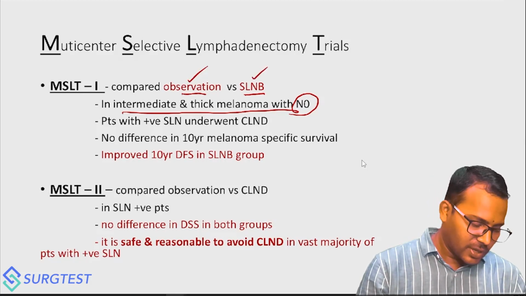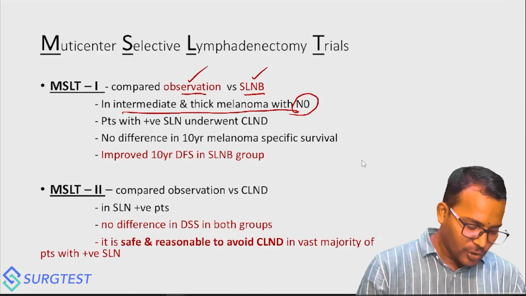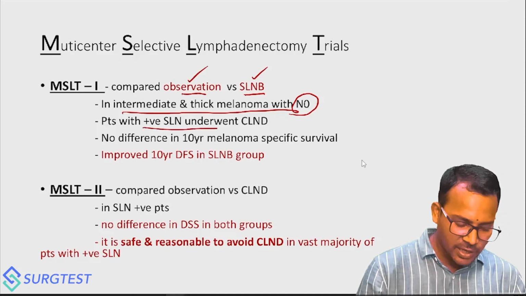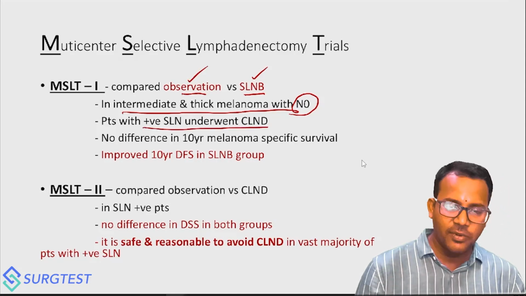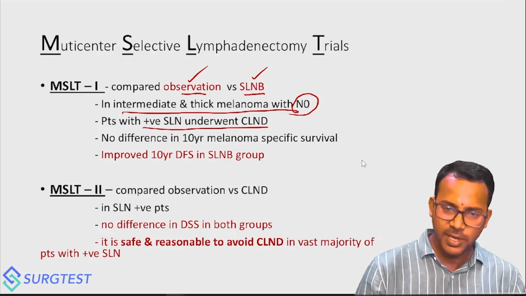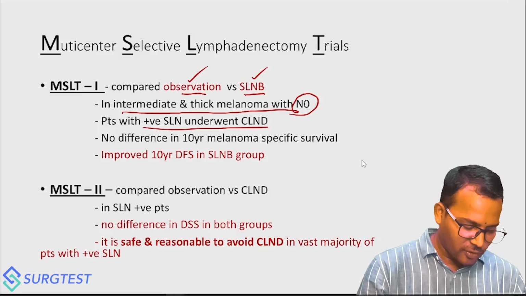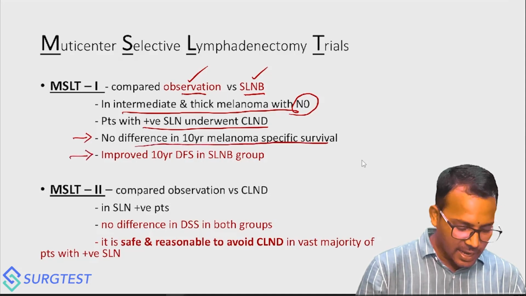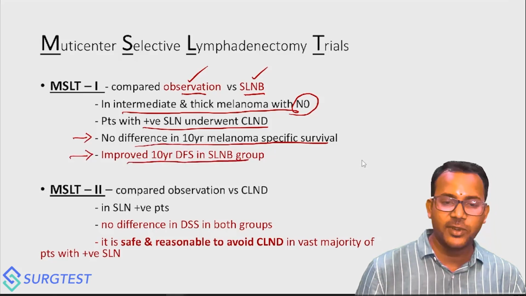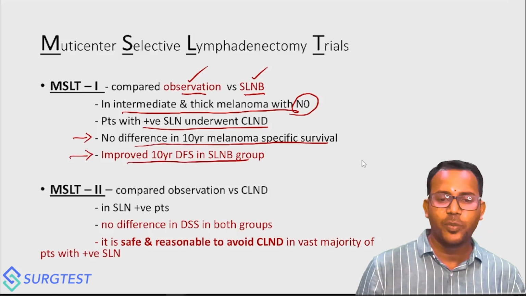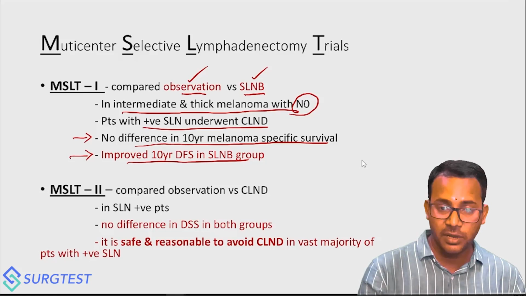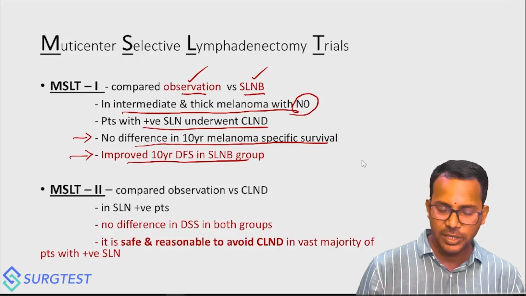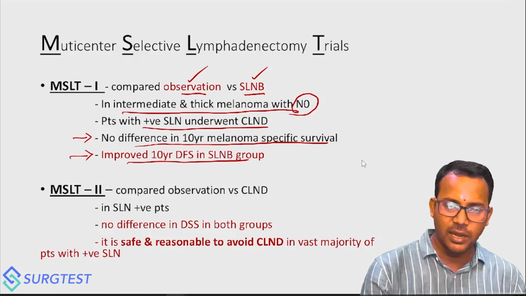All the patients who were found positive with sentinel node biopsy underwent completion lymph node dissection in that study. What they found is that there is no difference in 10-year melanoma specific survival. However, there is an improved 10-year disease-free survival in the sentinel lymph node biopsy group, since they underwent this completion lymph node dissection. So this was their conclusion.